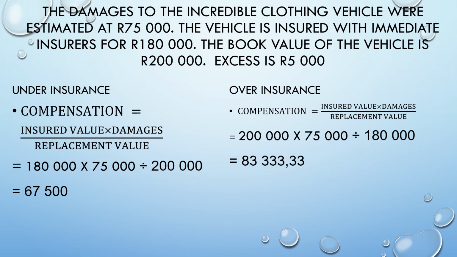Then just lastly, if you look at that excess, the excess 5,000 Rand, don't put that into the underinsurance average clause calculations. They put it there to confuse you. Excess is an amount of money that the insurance companies want you to pay in order for them to pay out whatever the damages was. So if you were fully insured and the damages was 75,000 Rand, the insurance company is not going to pay out 75,000 Rand. They will pay out 70,000 Rand, meaning 5,000 Rand has to come from your own pocket.